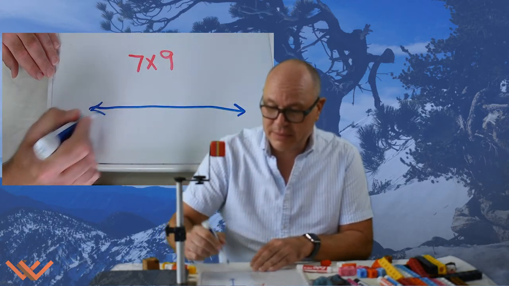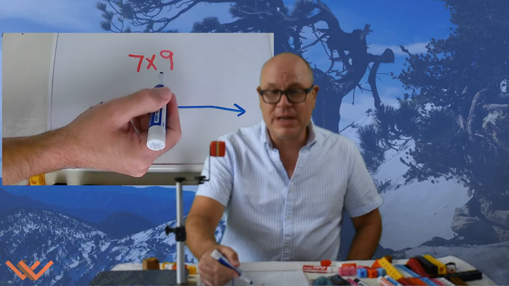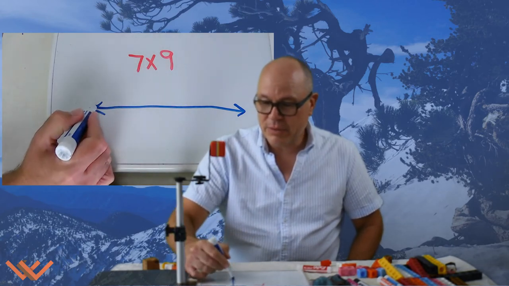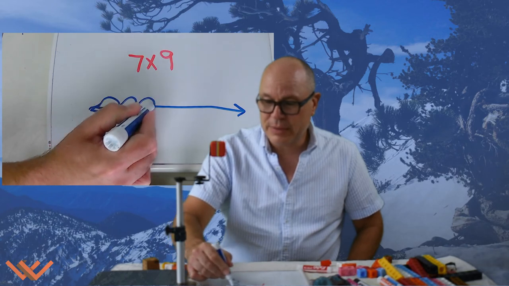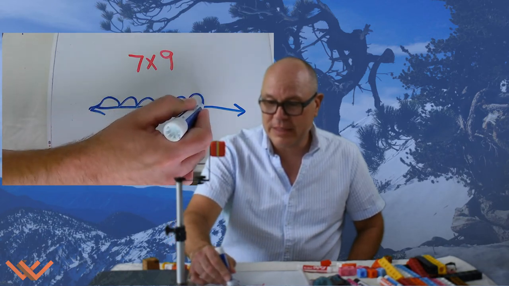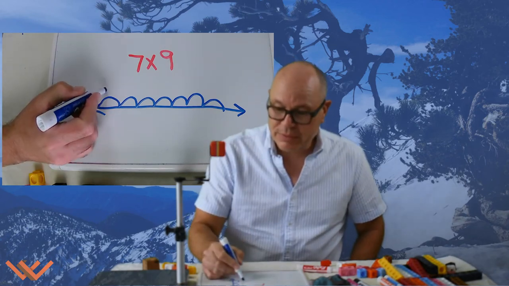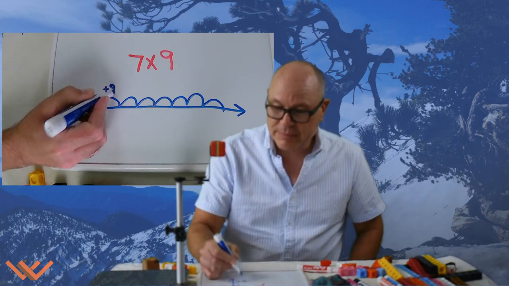Okay, let me draw this out. And we have 7 groups of 9, so how many hops do we need to make? 7. So 1, 2, 3, 4, 5, 6, 7. Okay, for each hop, we're going to add 9, so plus 9.